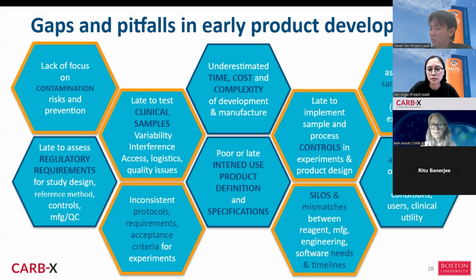Using clinical samples early in your product development process, there's a lot of variability and potential interference that comes from the samples, and there's a lot of logistics to getting the right access and the right quality samples for your development process. Really think about sample and reagent stability while you're doing your development, because this can impact your experiment and the interpretability of your experiment, and is something that you want to find out early in order to mitigate.